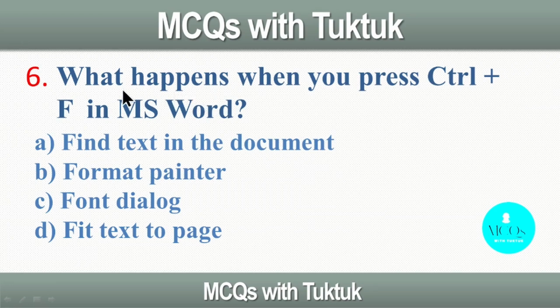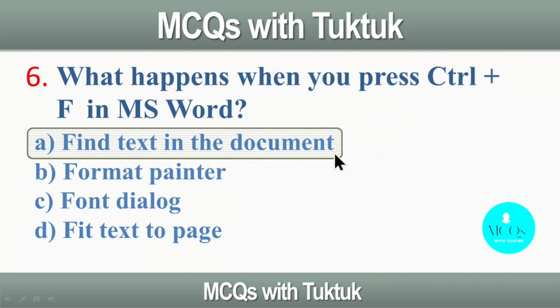Next question, what happens when you press Ctrl plus F? Ctrl plus F will give you the find dialog box. If you press Ctrl F, you can find the text. That is, you can see the find dialog box which will pop up.